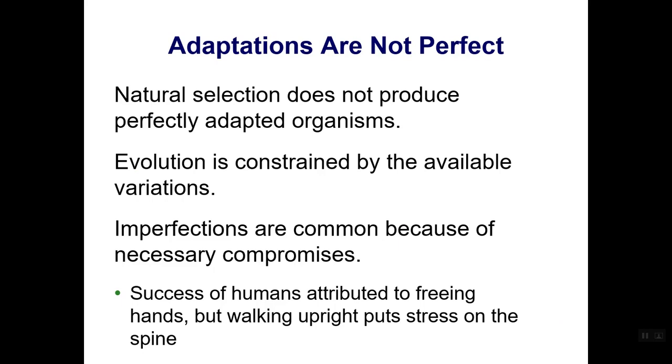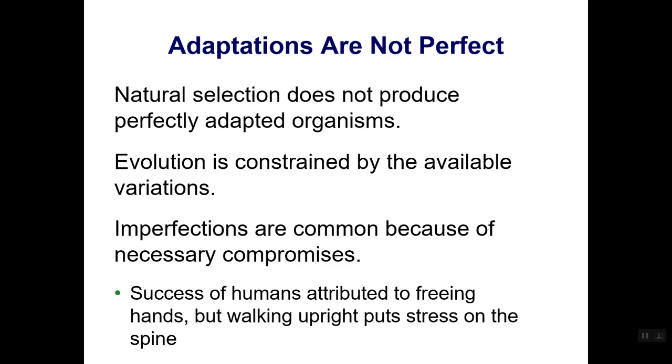All right, so all in all, though, these adaptations are not perfect. Natural selection does not produce perfectly adapted organisms. Evolution as a whole is constrained by available variation. So again, evolution is constrained by available variations. If there's not individuals in the population that have a particular trait, then that trait is not just going to pop out of nowhere.